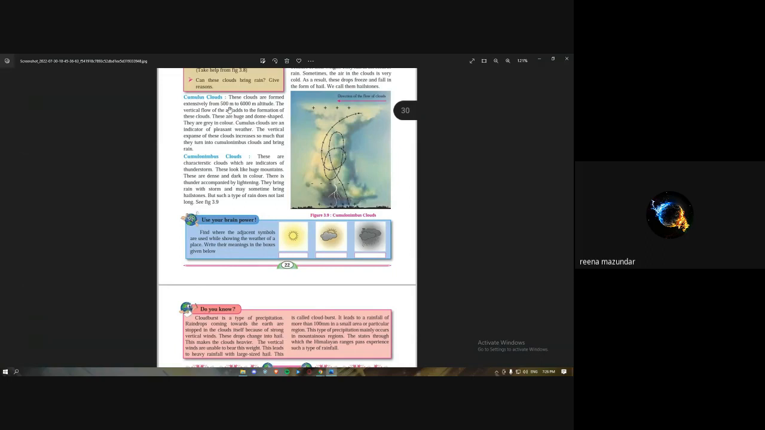Which clouds are dense and dark in color? कोणत्या ढग खूप घट्ट काळाकुट्ट असतात? Can I? Yes. Cumulonimbus clouds are dense and dark in color. Very good. Cumulonimbus are dense and dark in color.